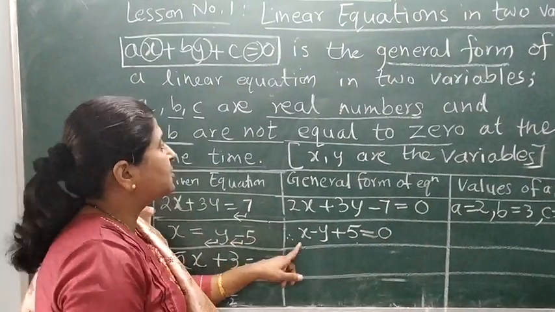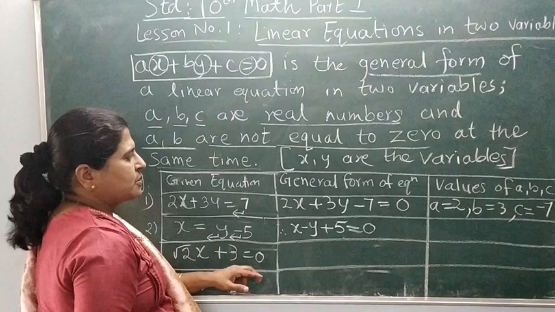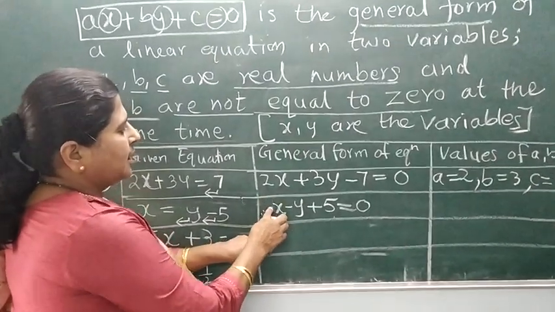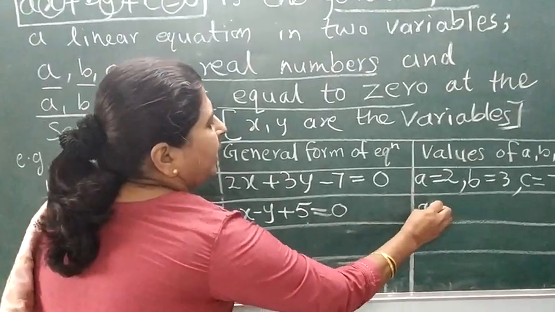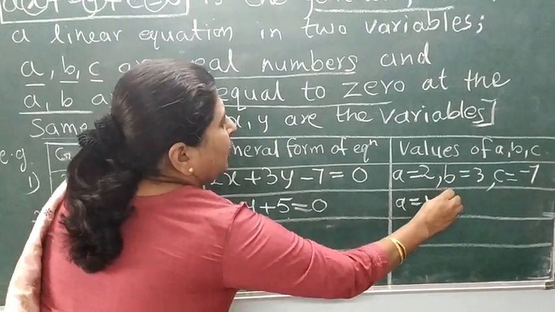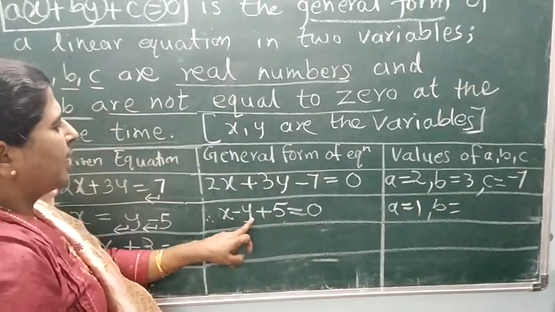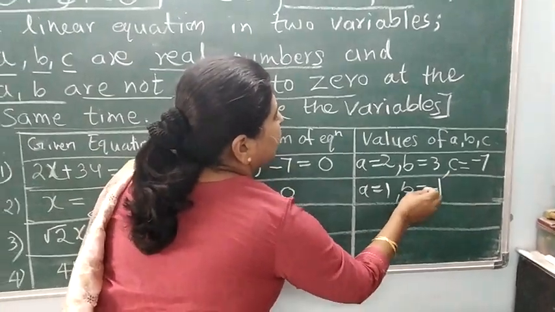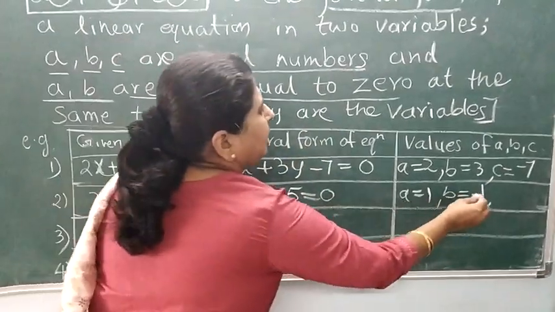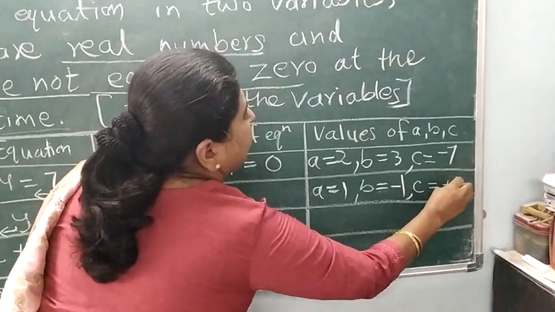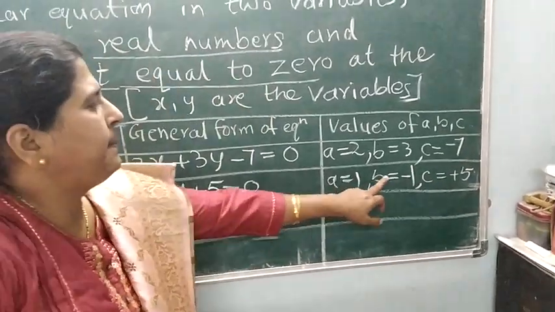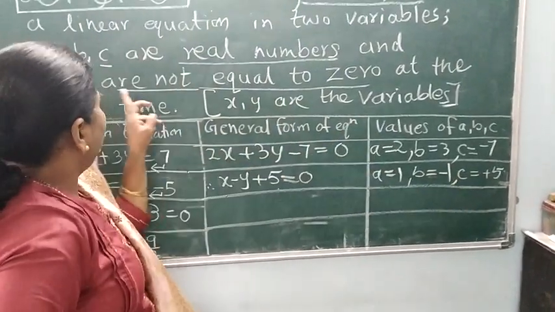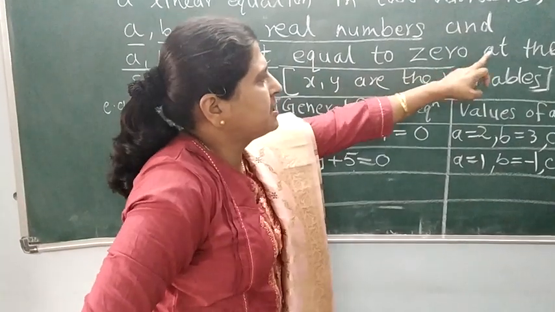Now comparing this with ax plus by plus c is equal to 0, the coefficient of x is nothing, which means 1. So the value of a is equal to 1. The value of b, that is the coefficient of y, is minus, no number, it's 1, so minus 1. And the value of c is plus 5. So now here a, b, c are real numbers where a and b are not equal to 0 at the same time.